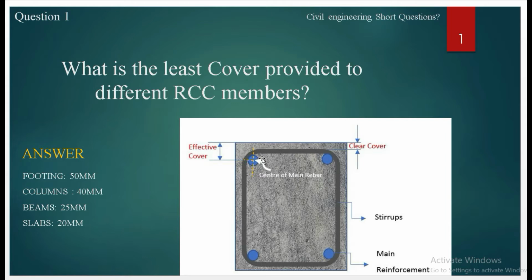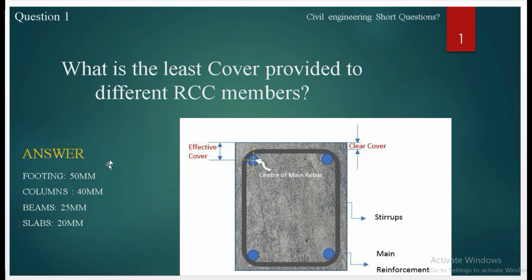So the effective cover is, for example, if 10 mm bars are being used, then the effective cover would be the clear cover plus 5 mm. And as far as the thickness of the cover itself is concerned, for footings, it's 50 mm, for columns, it's 40 mm, for beams, it's 25 mm, and for slabs, it's 20 mm.